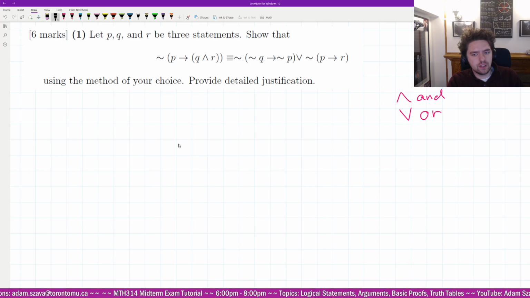The reason for that is it makes things combine more. It's kind of like factoring. You want to factor things so that you can cancel.